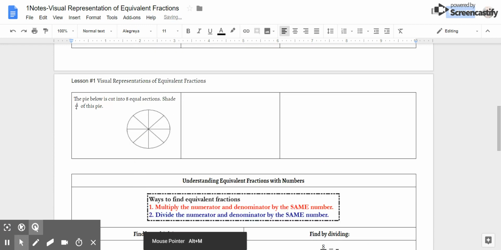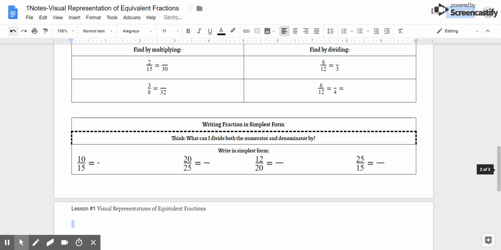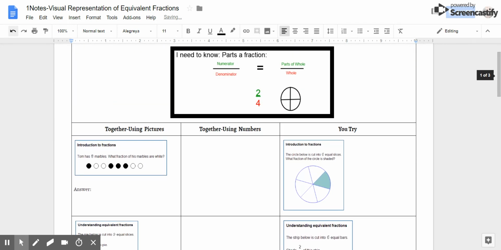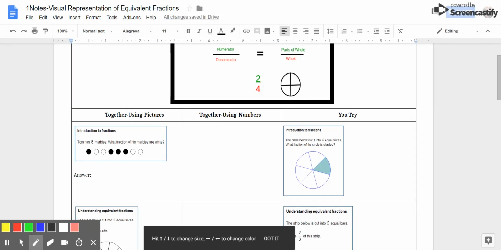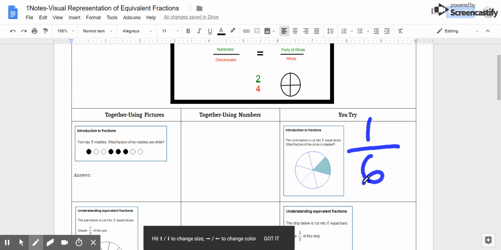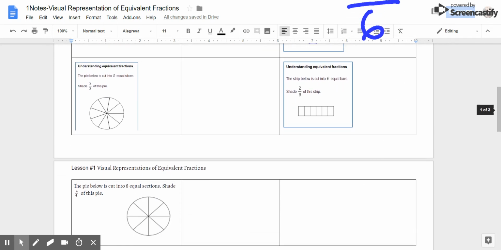And the other question that you could have answered up here is with understanding visual representations. How much of the circle is shaded? There is one part that is shaded out of 6 equal slices, so 1/6 is your answer to that. We will do some check for understanding questions on these, and until I see you again, have a great day.